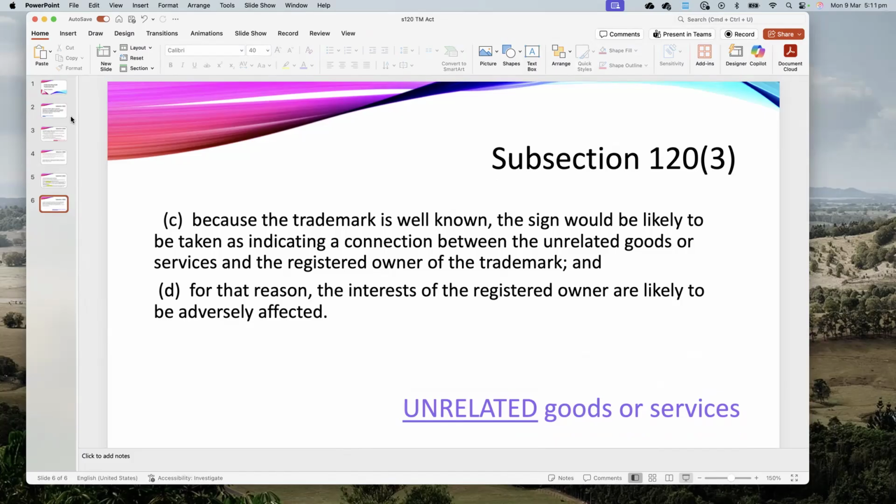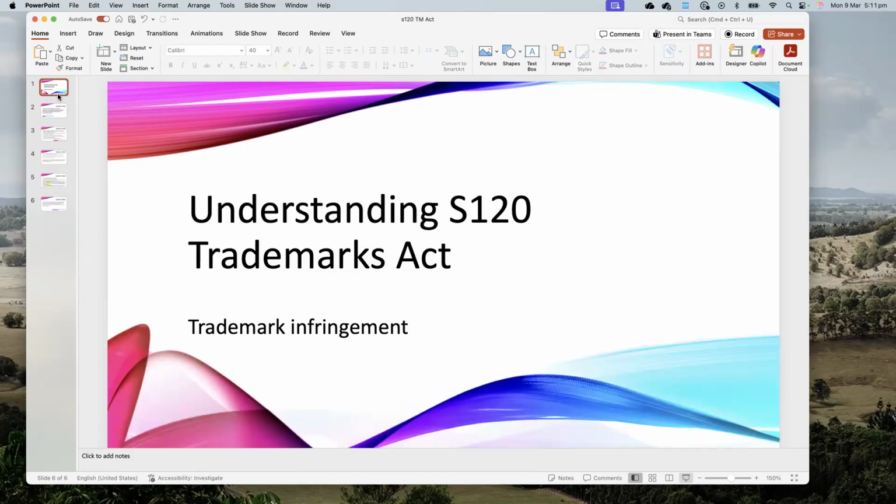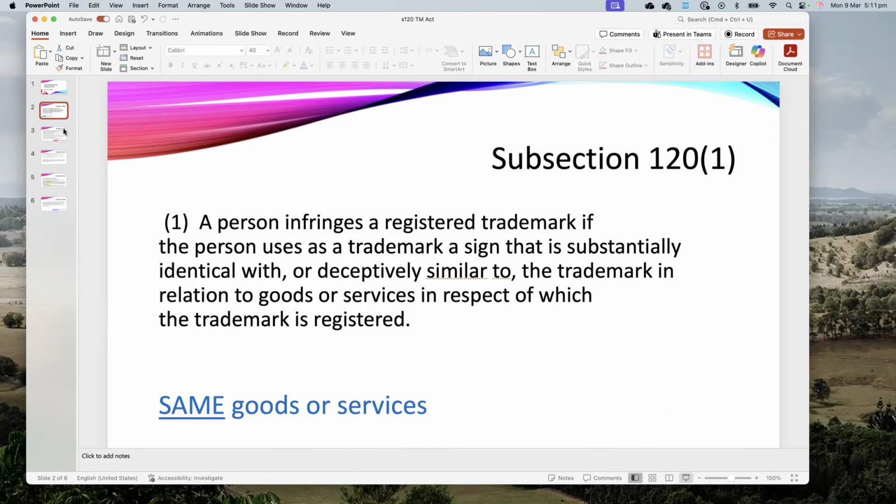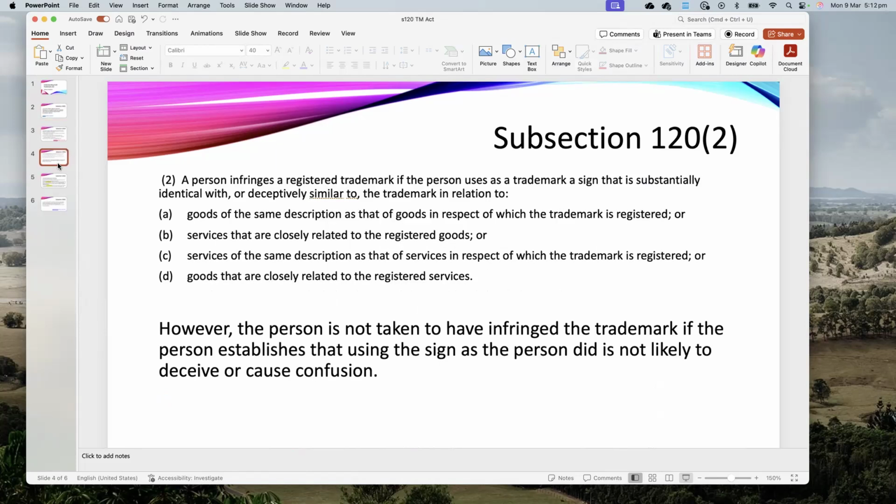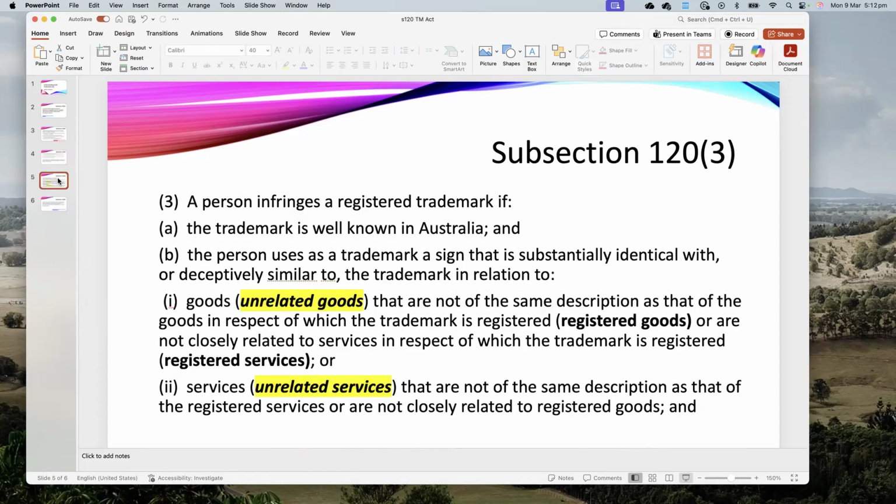So when you're trying to decide which subsection to use in a trademark infringement question, I want you to really keep in mind that you're looking at what are the goods or services, not just what class they're in. What are they? Are they exactly the same? Subsection 1. Are they similar? Subsection 2. Or are they completely unrelated? Subsection 3.